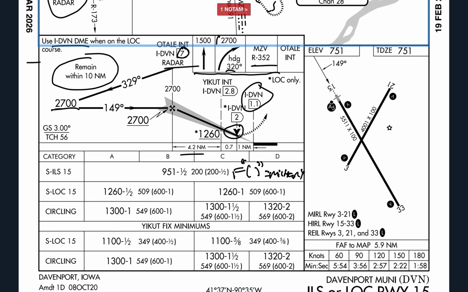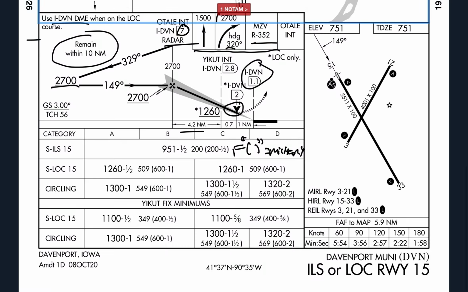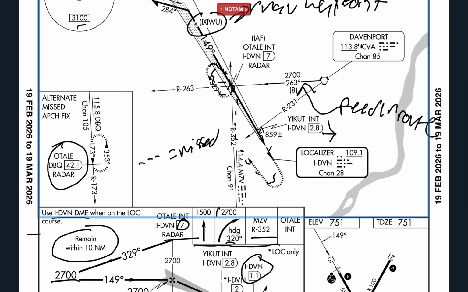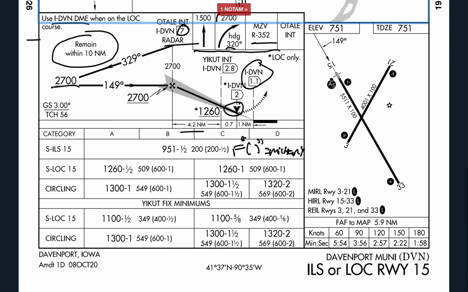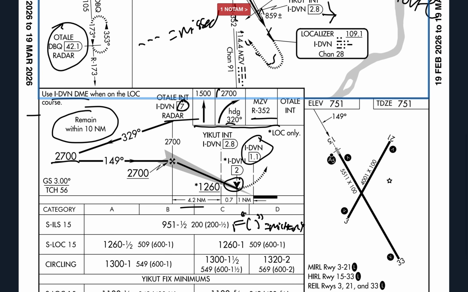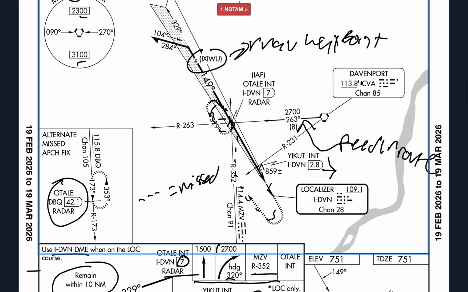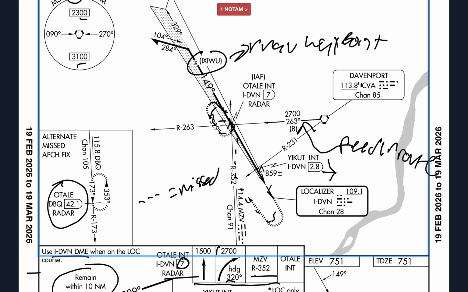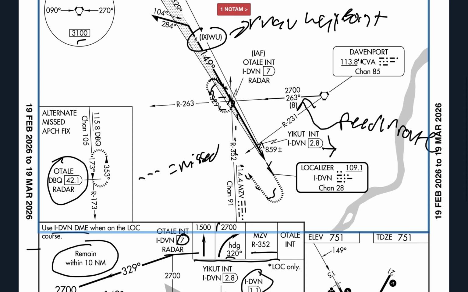Okay, now we can see Yakut fixed minimums down here. And basically what that's saying is if we're flying the localizer approach, and we're able to identify Yakut right here, we can use 1100 instead of 1260. And how can we identify Yakut? Well, there's a few ways, but one of them here we can see is 2.8 from DME or distance. And also when the localizer course and the 231 radial intersect here.